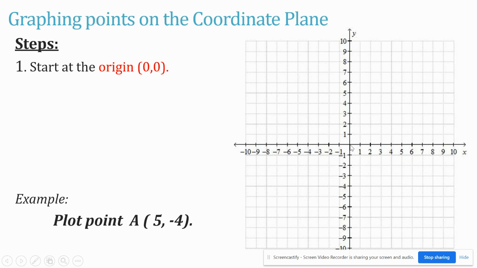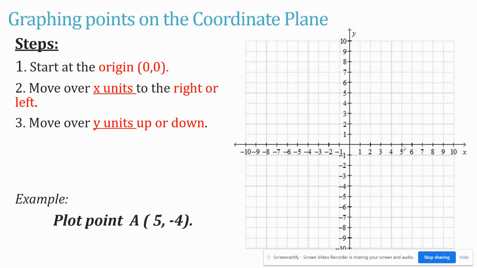So you're going to start there, and then the second step is to move over x units to the right or left. So if you look, our x value is positive 5. So you're going to start at the origin 0, 0, and you're going to go to where x is positive 5, which is 1, 2, 3, 4, 5, right here. Okay? So that's where we are right now.